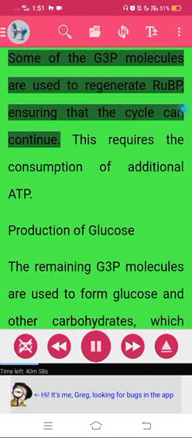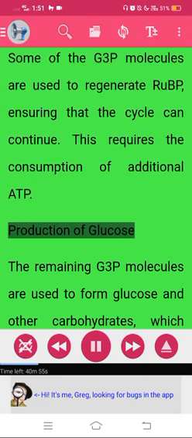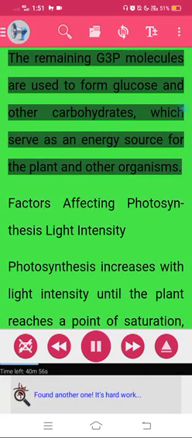Regeneration of RuBP. Some of the G3P molecules are used to regenerate RuBP, ensuring that the cycle can continue. This requires the consumption of additional ATP. Production of glucose. The remaining G3P molecules are used to form glucose and other carbohydrates, which serve as an energy source for the plant and other organisms.